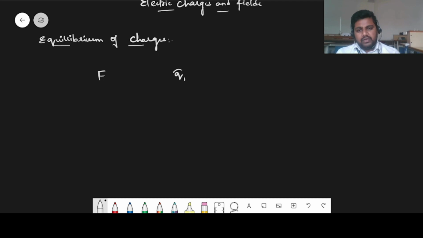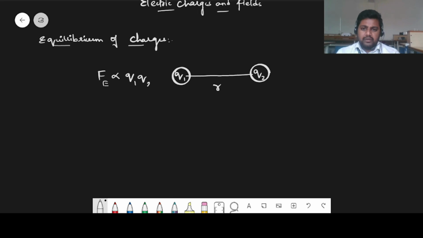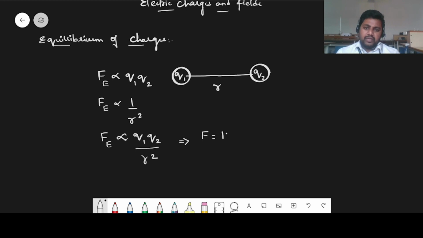Whenever two charged particles are there, let's say Q1 and Q2 are two charges separated by a distance r, the electrostatic force between them is directly proportional to the product of their charges and inversely proportional to the square of the distance between them. This is data we already know. So combining those two, electrostatic force can be written as Q1 Q2 divided by r square. If we remove this proportionality symbol, we have to introduce a constant. This is your Coulomb's law.